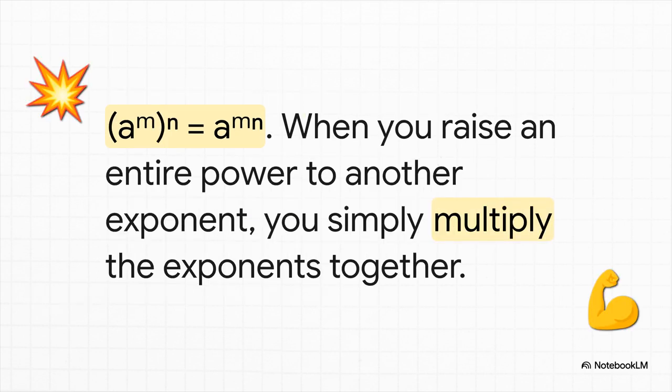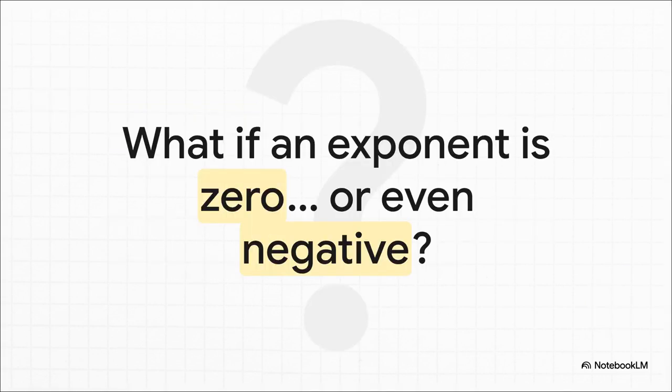Now this brings us to what's called the power of a power rule. What happens when you take a whole power and then raise that to another exponent? Well, you just keep the base and multiply those two exponents together. Easy enough.